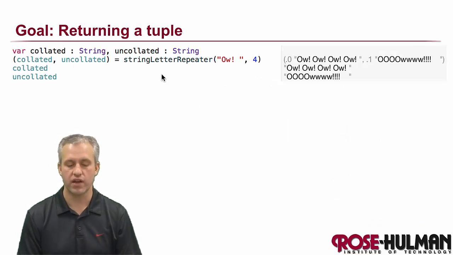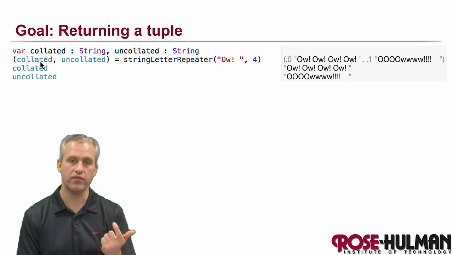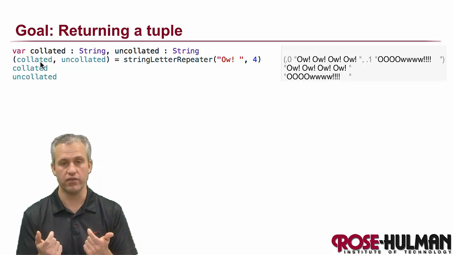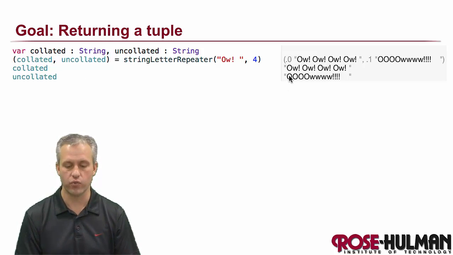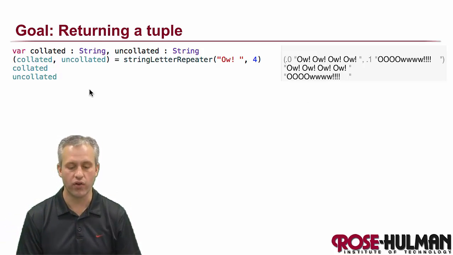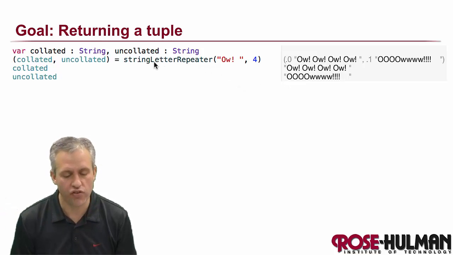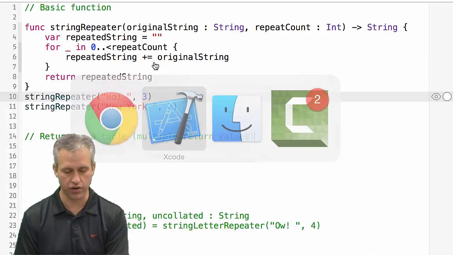So what we're going to do in this example is make a new function. We're going to call it string letter repeater. And the idea is that it's going to give you two values. So if you pass in ow and you say 4, it's going to give you two things back: a collated version and then an uncollated version. So the collated version would just be ow, ow, ow, ow. And then the uncollated version would be oooowwww. Couldn't resist. So that's our goal. Let's go take a look at our code.